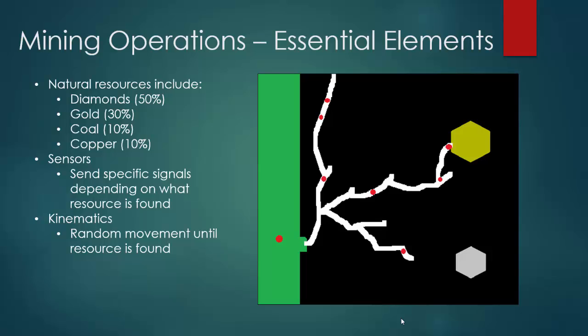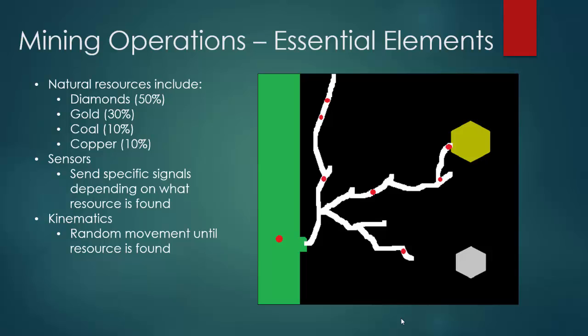First, we need to talk about three essential elements: the natural resources, the sensors, and the kinematics of the robots. First, we're going to be using four different natural resources. In our case, we've decided to use diamonds, gold, coal, and copper. As you can see, there are different percentages next to each of these resources, and this depends upon the amount of workforce that we're going to send to extract each of these natural resources. In this case, 50% are going to extract diamonds. Since we're using 20 robots, this means that 10 robots are going to find diamonds once those have been discovered. Then for gold, it'll be 6 robots, and for coal and copper, there are going to be 2 robots each.